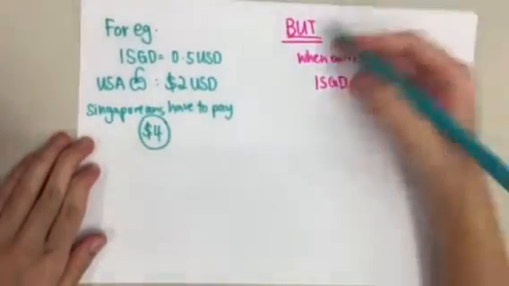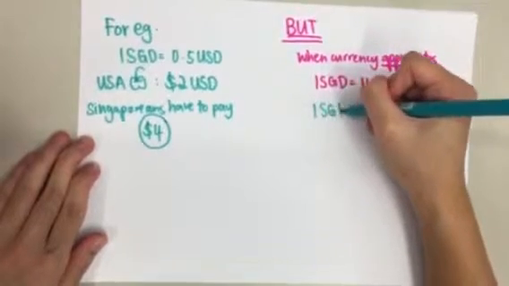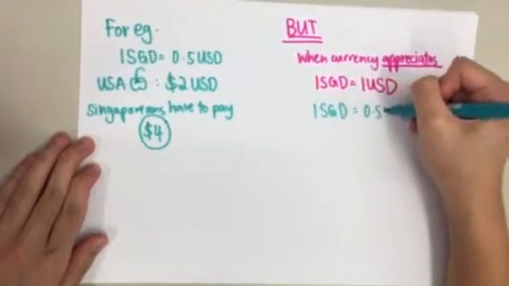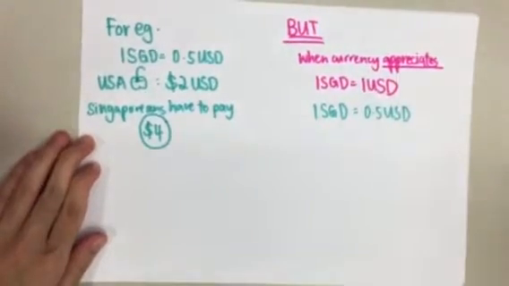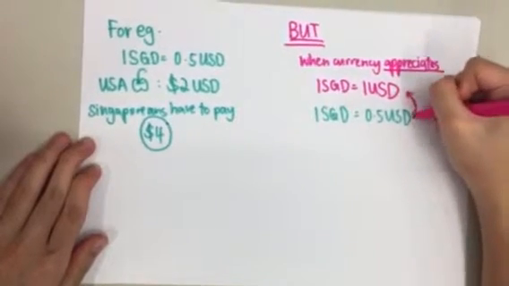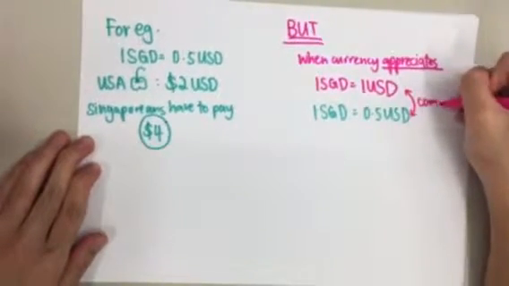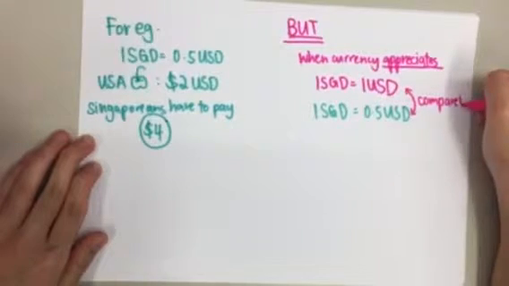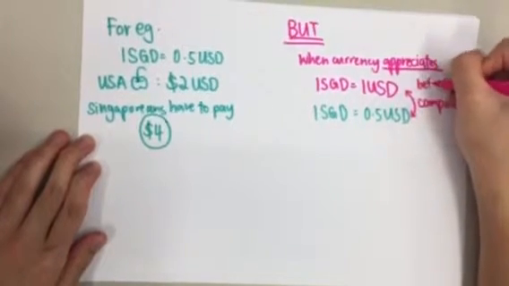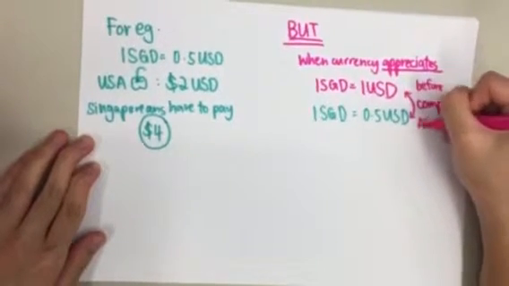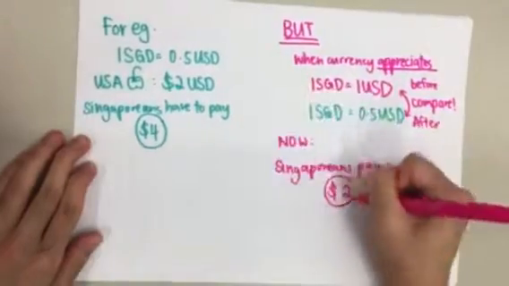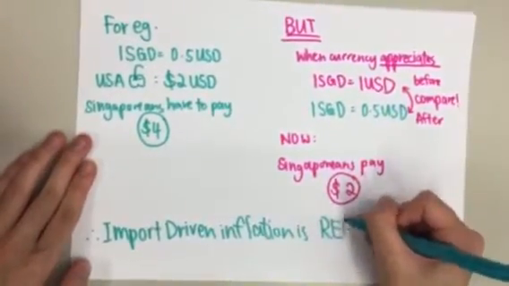But when the Singapore currency appreciates, the rate will now be 1 Sing dollar equivalent to 1 US dollar. Now, compare the rates before and after Singapore currency was appreciated. Based on the new rate, the price of that same US apple is only $2, which is cheaper than before Singapore currency was appreciated. Hence, import-driven inflation is reduced with the use of the exchange rate policy.